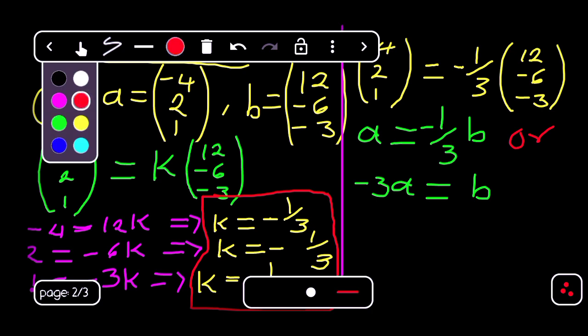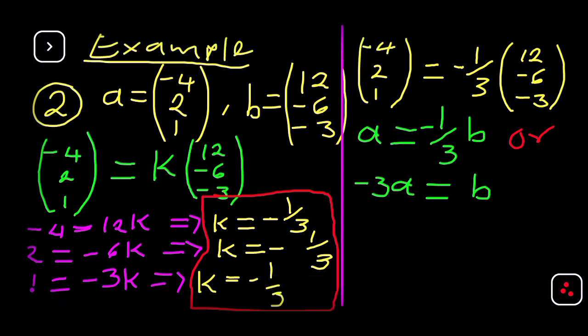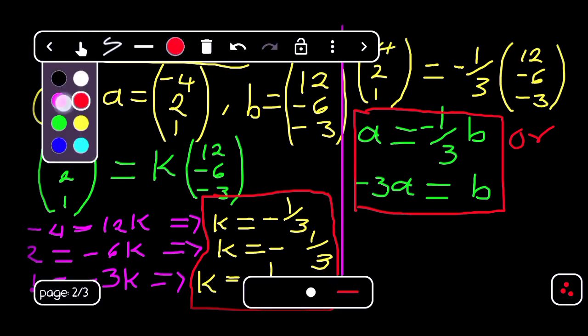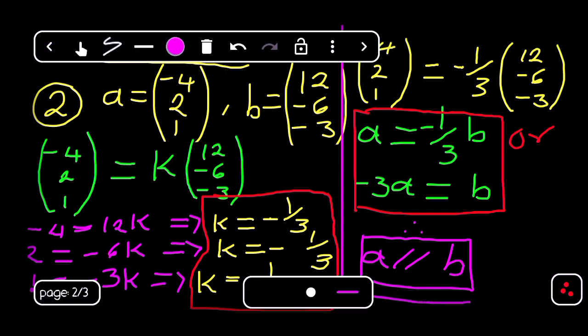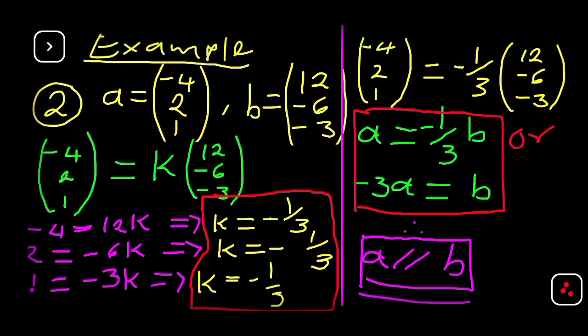And now this simply proves that the two vectors a and b are parallel, since they are scalar multiples of each other. Therefore, vector a is parallel to vector b. That is very interesting, and that one is very correct.